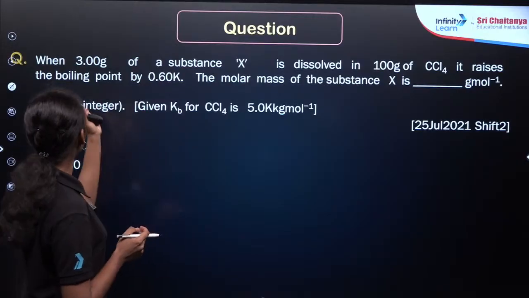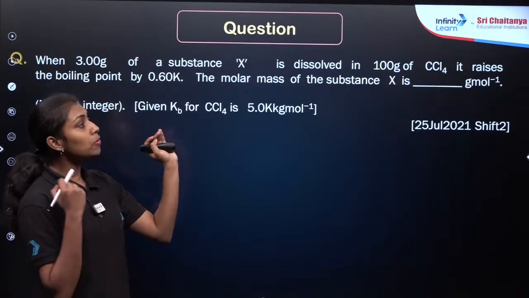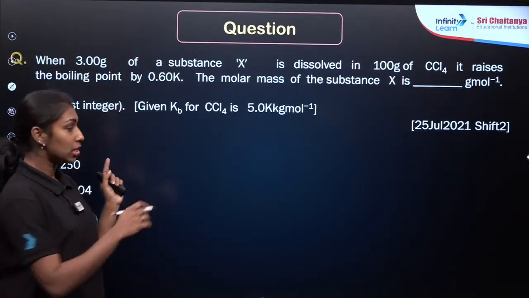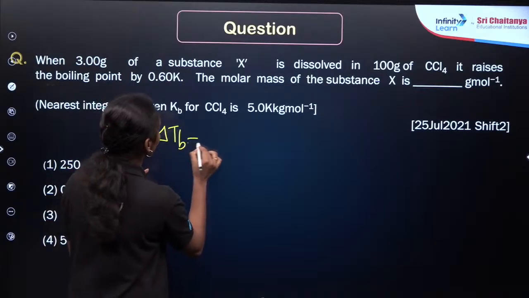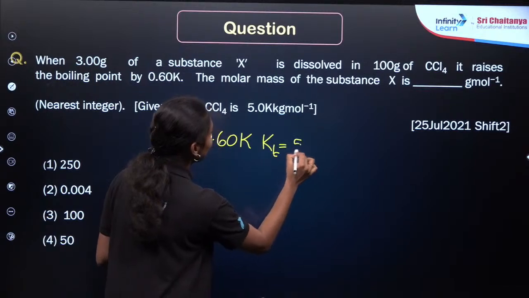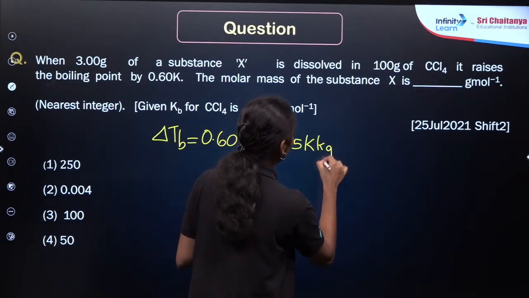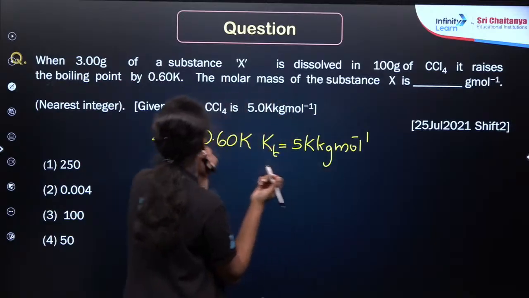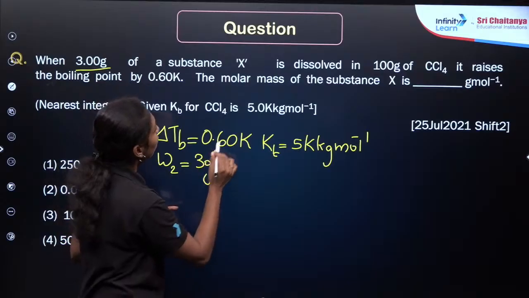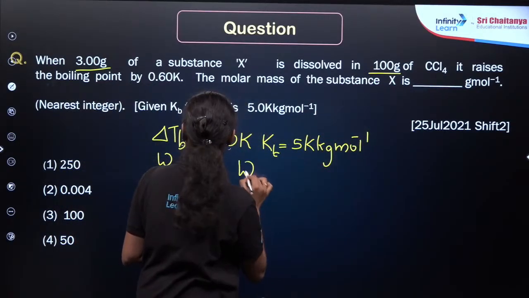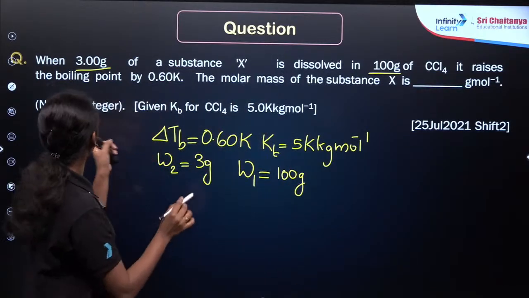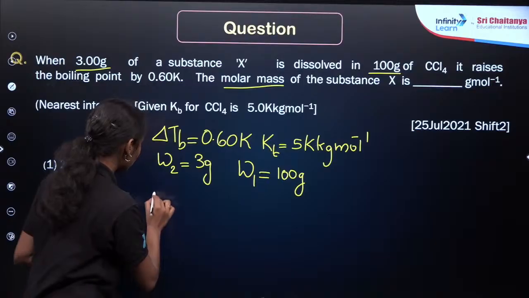Okay, what are the data given here? When 3 gram of a substance X is dissolved in 100 gram of CCl4, it raises the boiling point by 0.60 Kelvin, right? So the value of delta TB is given as 0.60 Kelvin. Then what is the other data given here? The Kb value is 5 Kelvin kilogram per mole, right? The weight of solute W2 is given as 3 gram here. Then the weight of solvent W1 is given as 100 gram here. We need to find out the molar mass of the substance, that is the M2 value here.